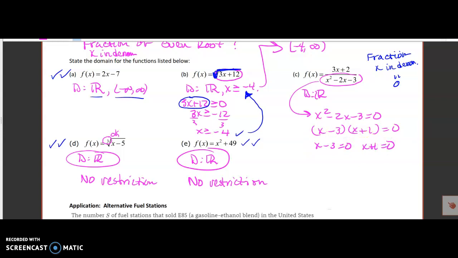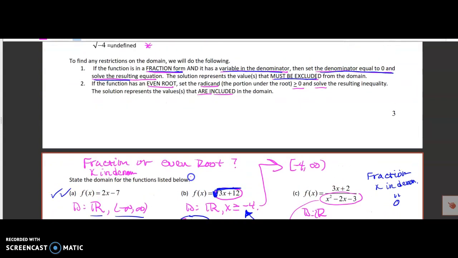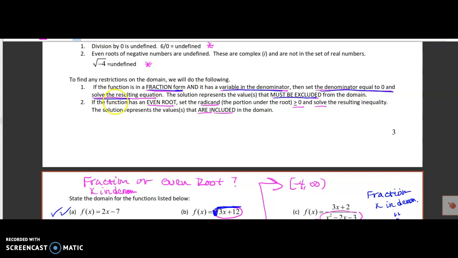If you haven't noticed by now, you need to have some good factoring skills for this class. So find some kind of supplement online to practice your factoring. So one solution for x is 3, one solution for x is negative 1. And remember, if we go back, we set it equal to 0, solve it, and then we have to exclude those values from our domain.